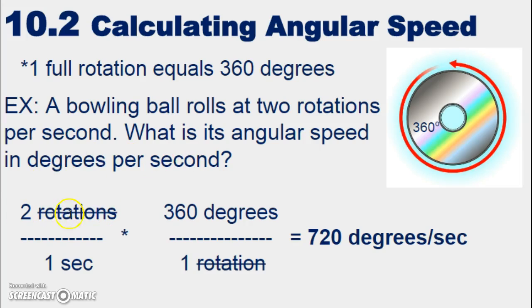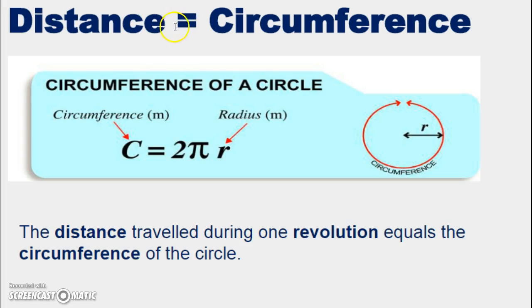If it makes 2 rotations in 1 second, and I know that there are 360 degrees in one rotation, I can notice my rotations cancel out. 2 times 360 is 720 degrees per second. So my angular speed in degrees per second is 720 degrees per second.